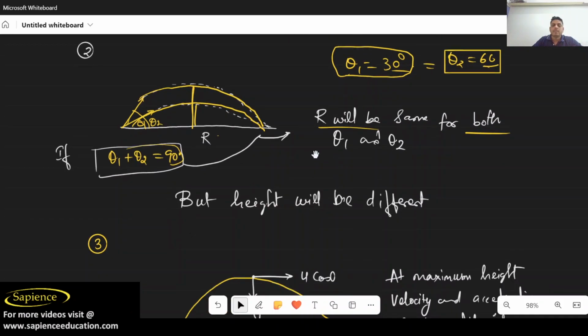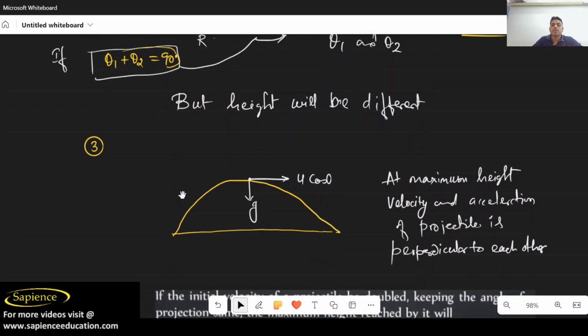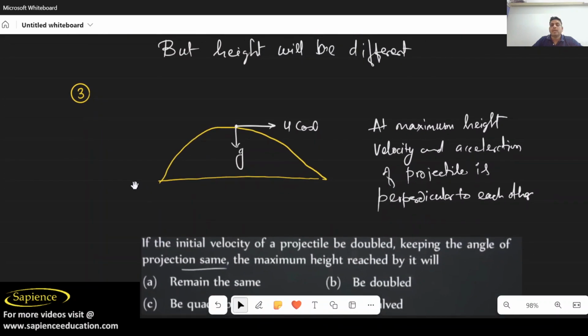Now one more important thing. At maximum height, the velocity and acceleration of a projectile are perpendicular to each other. See, at maximum height, velocity is in this direction, and acceleration is in this direction. So at maximum height, velocity and acceleration will be perpendicular to each other. I hope you guys have understood now.